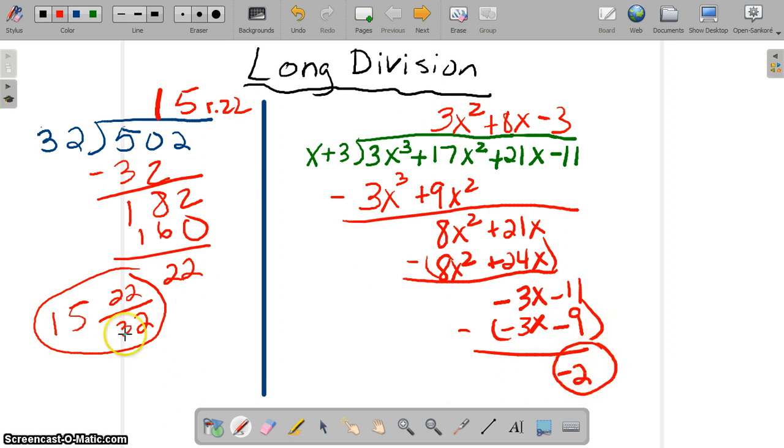So just like we did over here, your remainder is going to come up here, and we are going to add to it negative 2 over x plus 3. So this is our answer. 3x squared plus 8x minus 3 plus a negative 2 over x plus 3. Alright, now it's your turn.